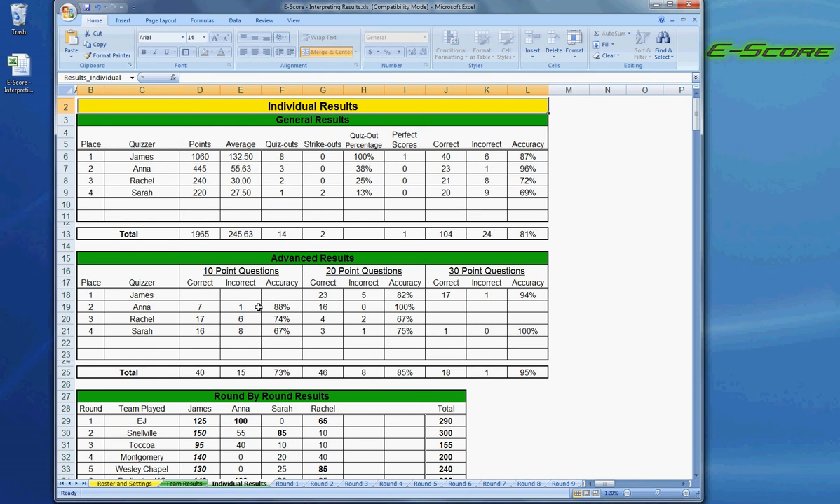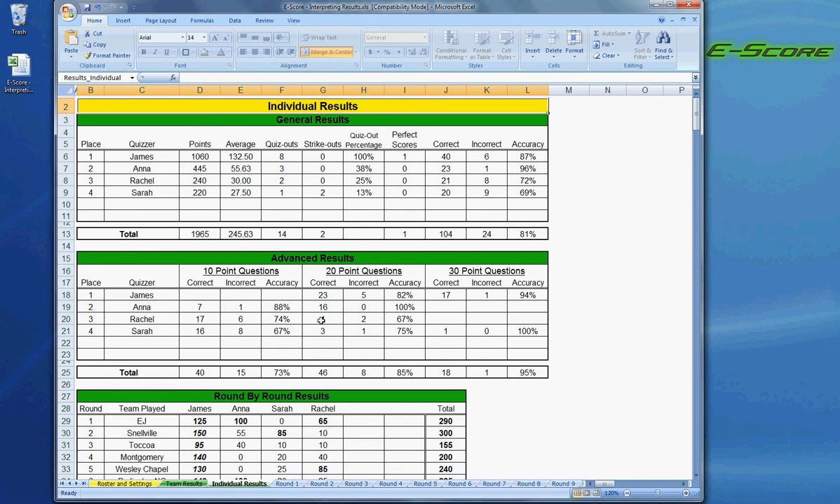You can see Anna here. Remember she had that high accuracy, 96%. You can see she hit 8 10-pointers, got 7 right. Look at the 20-pointers, 16 and 0. So I would tell her, hit 20-pointers. You're obviously really good at it.